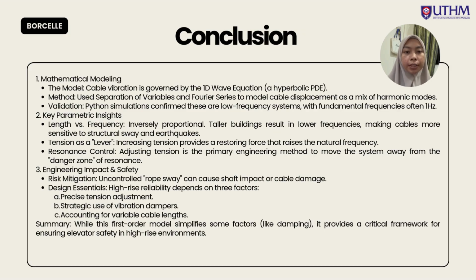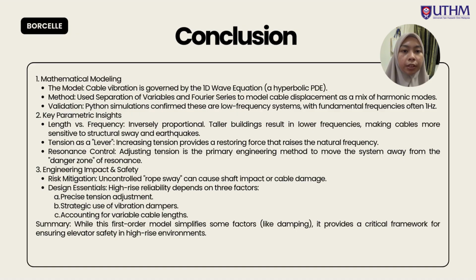To conclude our study, basically, we use the 1D wave equation to model how the cable moves. Our Python and MATLAB simulations show that in a tall building, this cable vibrates at very low frequency, usually less than 1 Hz. This means they are flexible and prone to swinging.